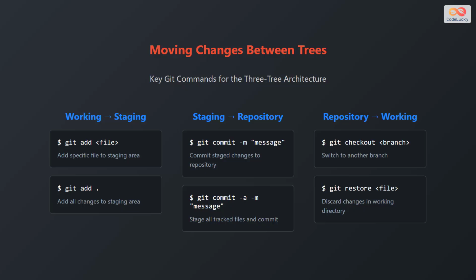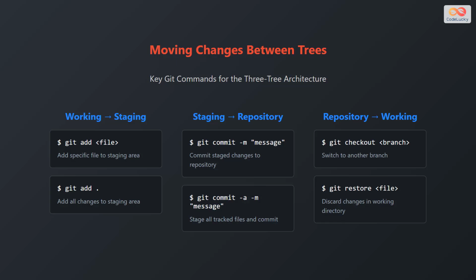Now let's examine the key Git commands for moving changes between these three trees. To move changes from the working directory to the staging area, you will use the git add command. Typing git add, followed by a specific file name, adds that file to the staging area. Alternatively, git add . adds all the changes in your working directory to the staging area.